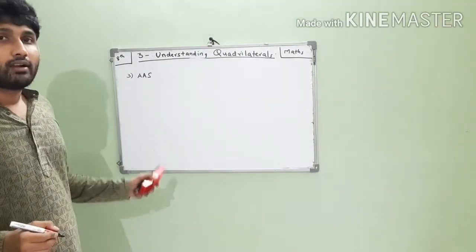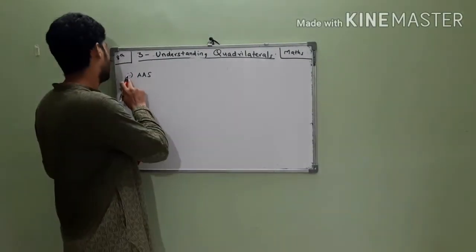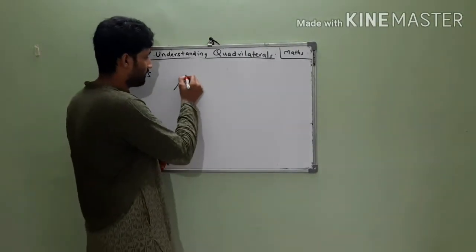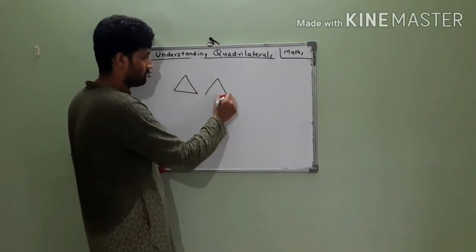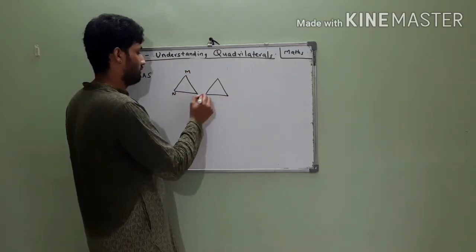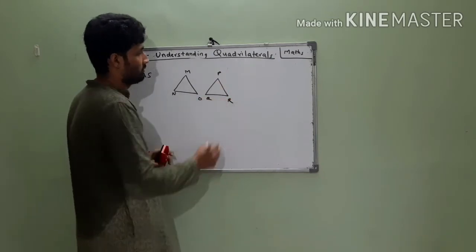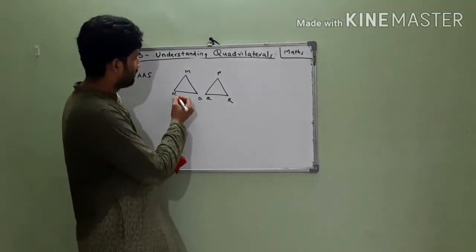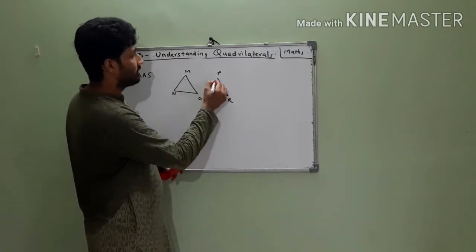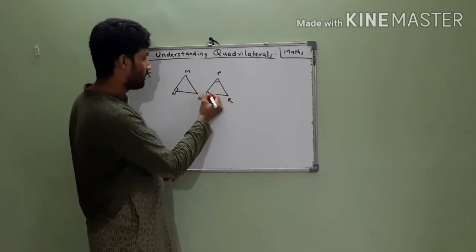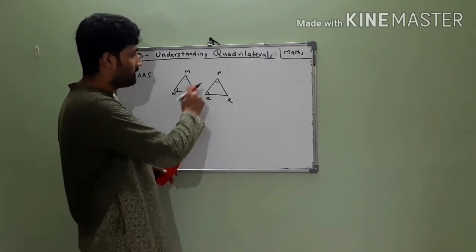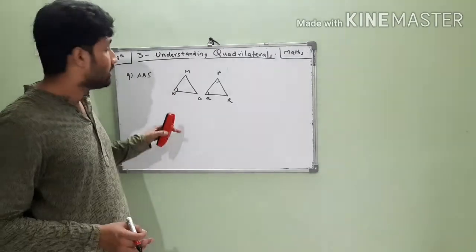Next is angle angle side. Here this is a bit different. Here what is given is, for example, angle M is equal to angle P, angle N is equal to angle Q, and any of the sides is given, not the included side.